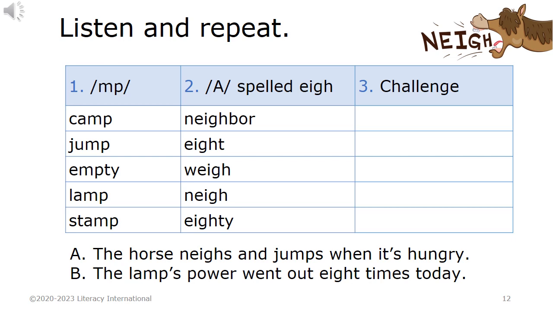Listen and repeat. 1. Camp. Jump. Empty. Lamp. Stamp. 2. A spelled E-I-G-H. Neighbor. 8. Weigh. Neigh. 80. A. The horse neighs and jumps when it's hungry. B. The lamp's power went out 8 times today.